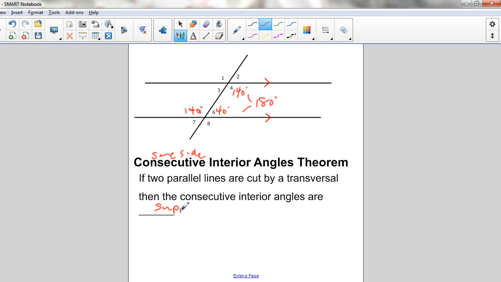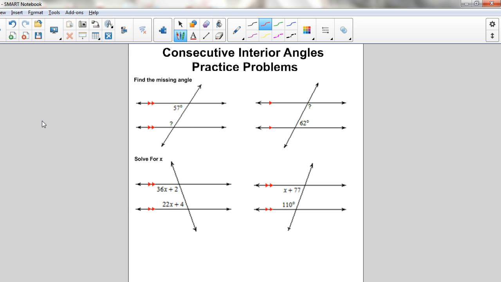So what I'm looking for in your notes: if two parallel lines are cut by a transversal, then the consecutive interior angles are supplementary. Okay, so I hope you write this part down in your notes. Here are the practice problems. These are going to be supplementary. That means this plus this, 57 plus whatever the unknown is, together should equal 180. This plus this, 62 plus whatever the unknown is, should equal 180.